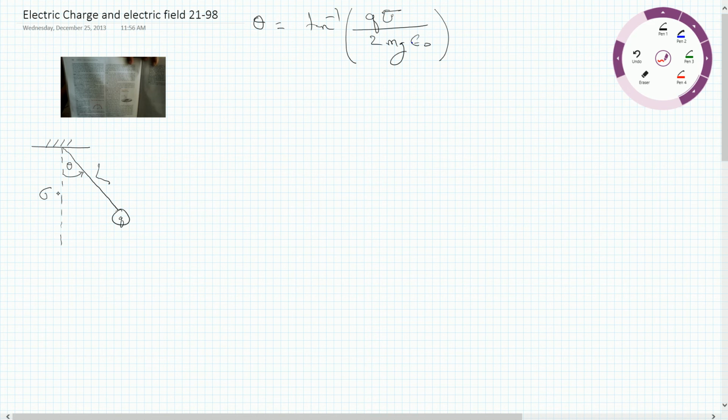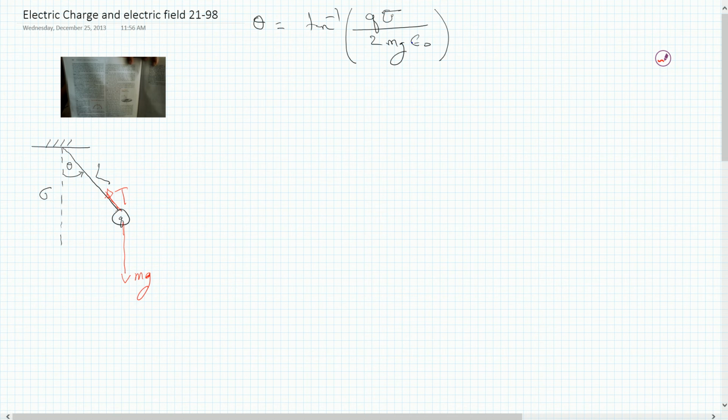So we have the weight mg, we have the tension, and due to the vertical sheet of charge density sigma, of course we have an electric force that's going to push the sphere to the right, and we will call this Fe. So these are the forces on the sphere.